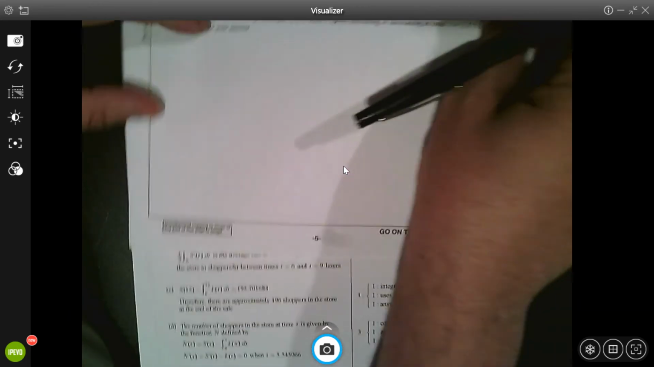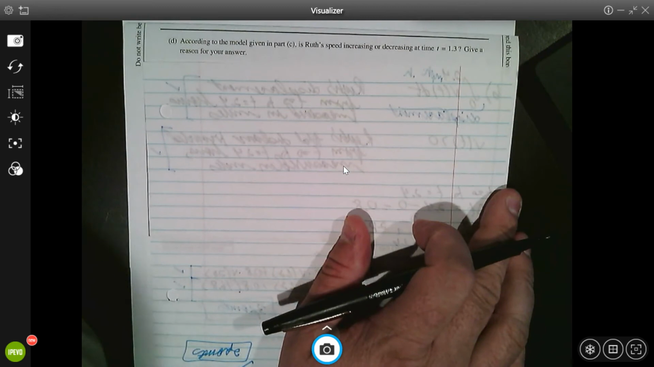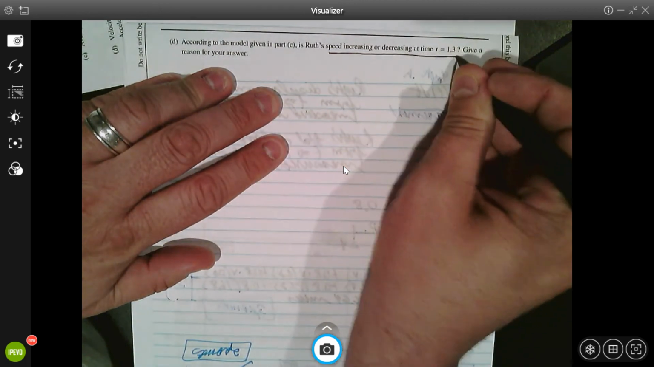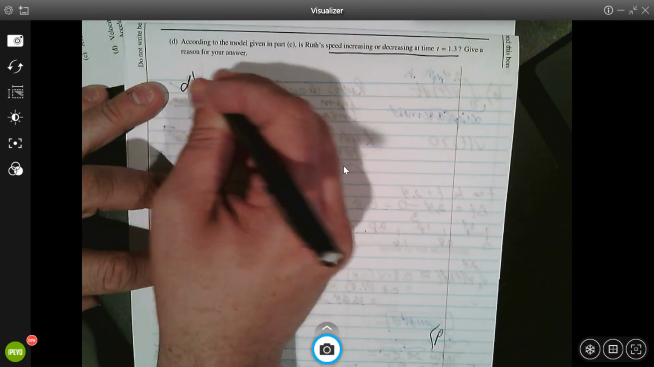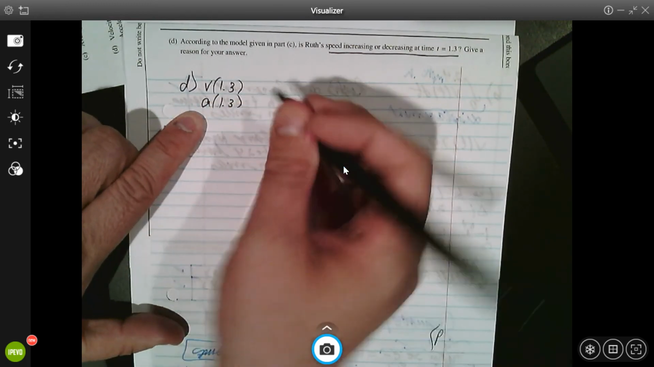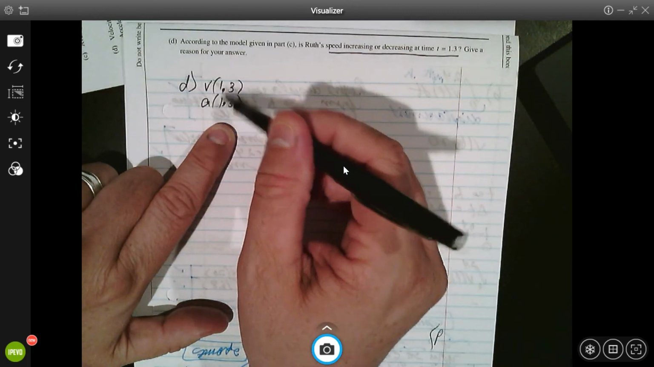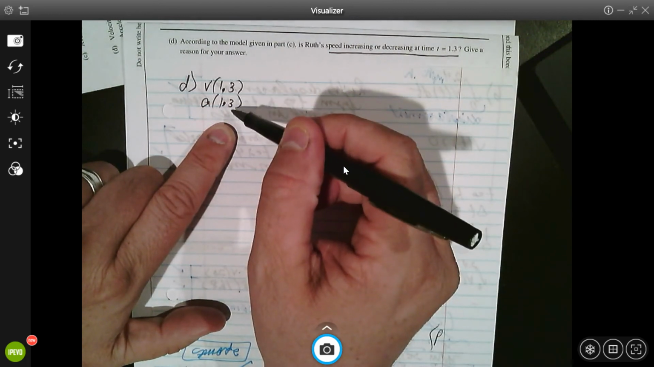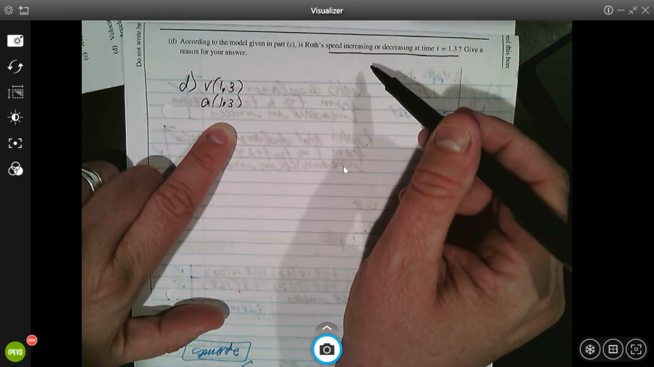In part D, what do we need? In part D, we're told that according to the model in part C, is Ruth's speed increasing or decreasing at time t equals 1.3? Well, to figure out if speed is increasing or decreasing, I need to look at two things. We need to look at the velocity at time 1.3, and we need to look at the acceleration at time 1.3. Now, hopefully you know that if the velocity and acceleration have the same sign, then your speed is increasing. If the velocity and acceleration have different signs, then the speed is decreasing.